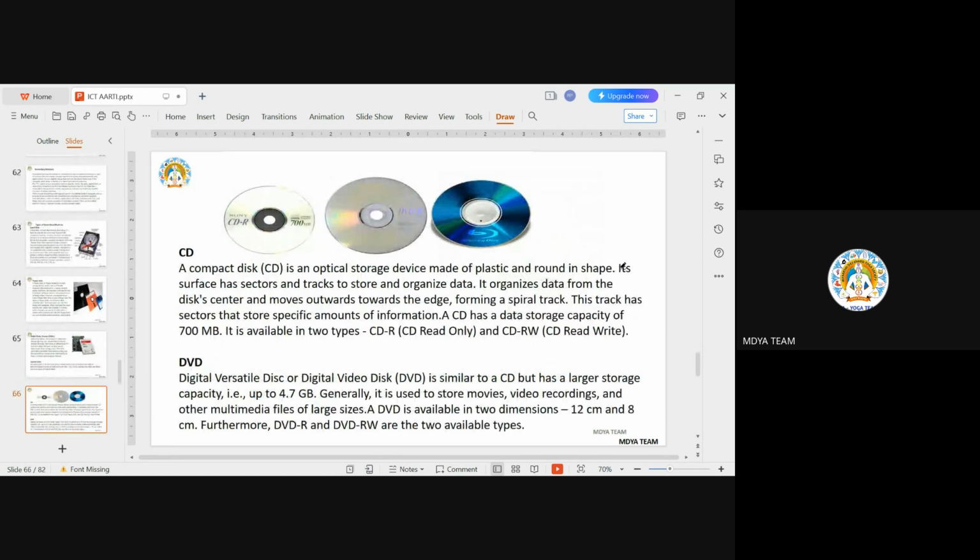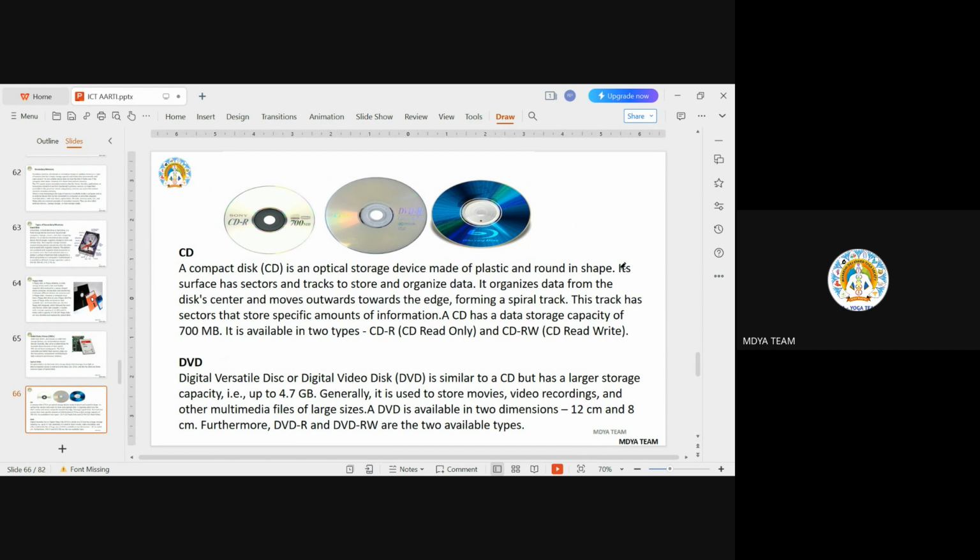There are three discs in the picture. First one is a CD, second one is a DVD, third one is the Blu-ray disc. There is a difference in the speed and storage capacity. There is not much difference between them, this is the basic difference.